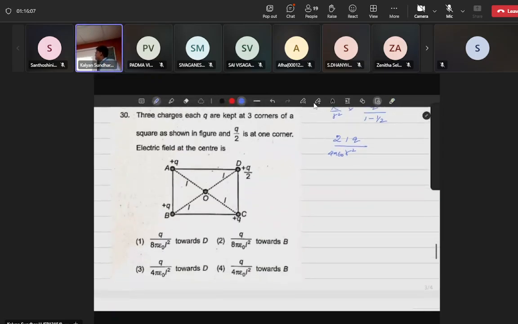3 charges of each q are kept at the corners of a square as shown in the figure. Q by 2 is kept at one corner. Electric field at the center will be how much? Q by 2 is 1 charge. Sum of the electric field at this center.